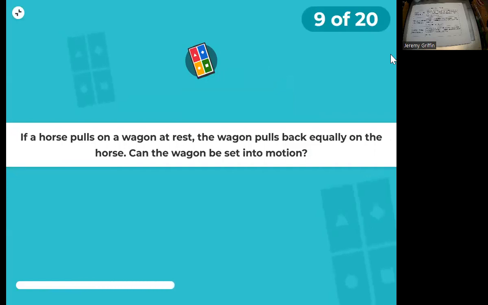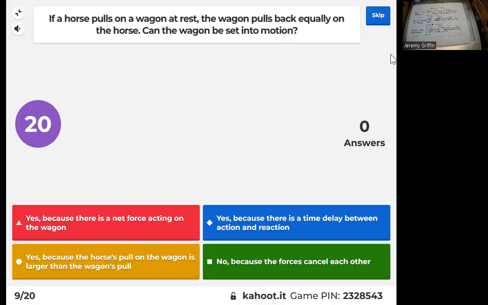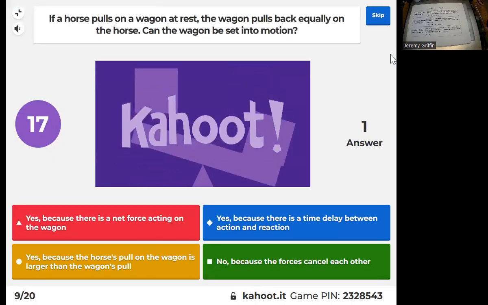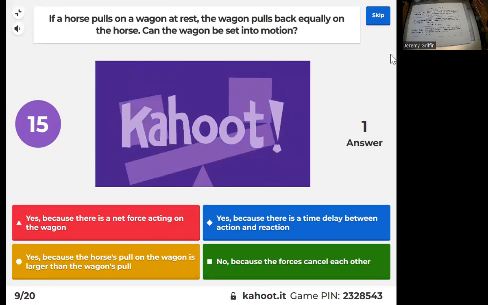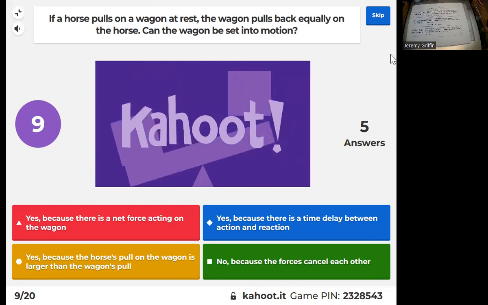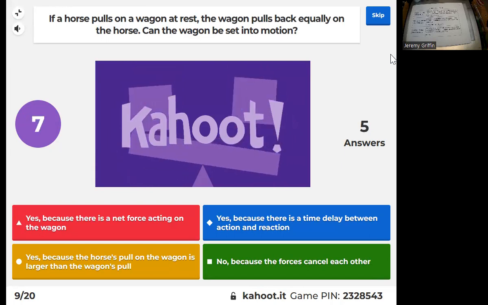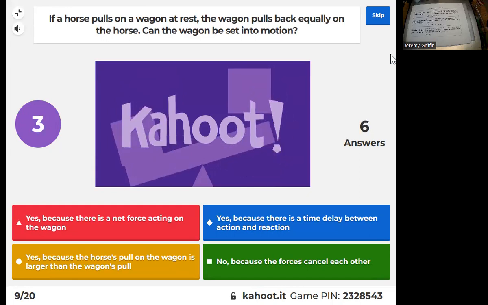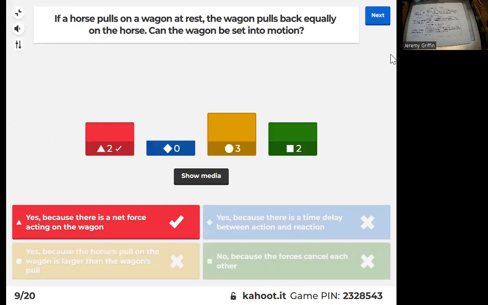Horse pulls a wagon at rest. The wagon pulls back equally on the horse. Can the wagon be set into motion? Yes, why? All right. The one they're looking for is that there would end up being a net force acting on the wagon.